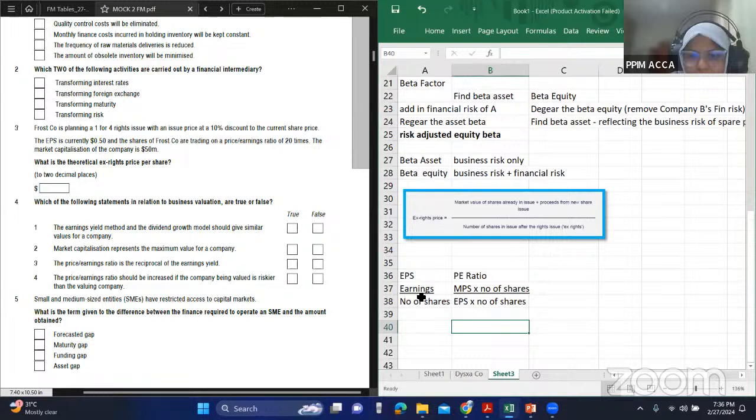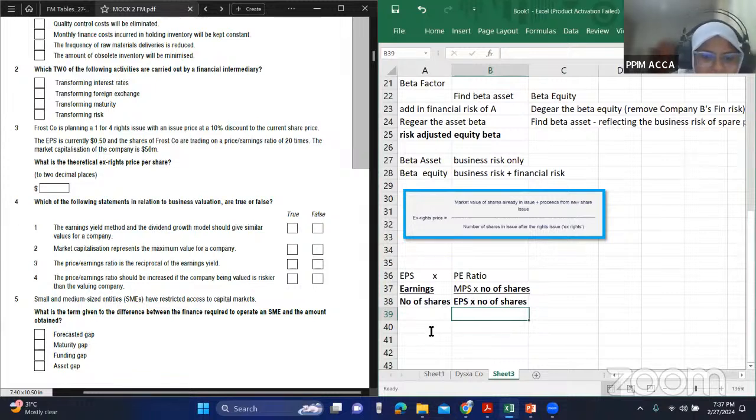Now, if I start cancelling off this number of shares, that will get cancelled with this number of shares. Multiplication. Those two will cancel each other off. EPS into number of shares, that is the total earnings. So that is going to cancel off with this earnings. So ultimately, what we have remaining is the MPS, or the market price per share. So if you take the EPS and you multiply it with the PE ratio, you will get the MPS, or the market price per share.